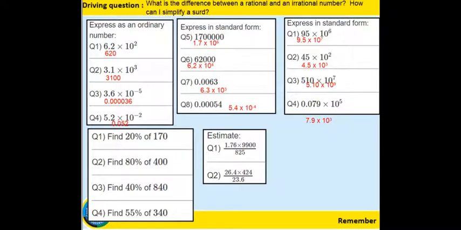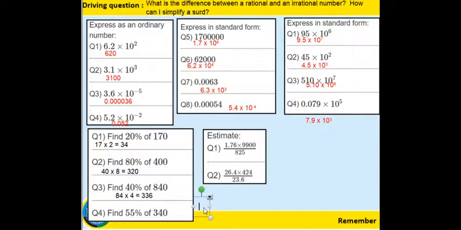Okay, 20% of 170, or 10% is 17. Multiply that by 2 to get 20%, that's 34. 80% of 400, 10% is 40, multiplied by 8 is 320. 40% of 840, well 10% is 84. Multiply that by 4. Double, it's 168. Double again, 336.